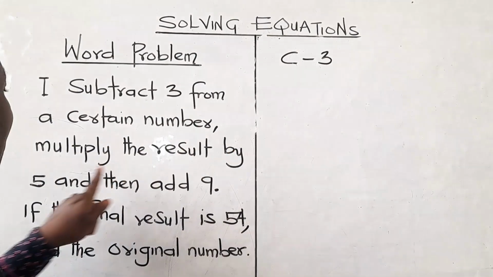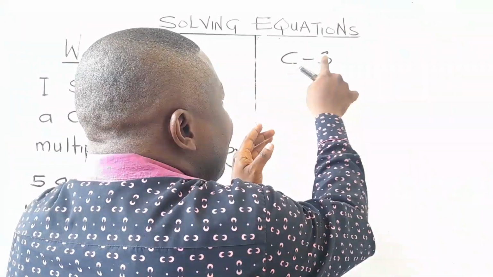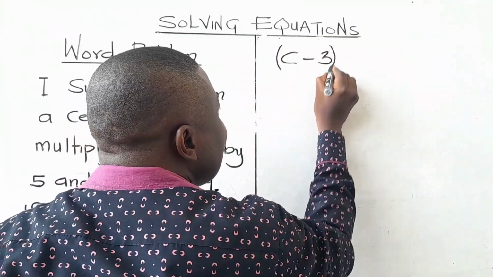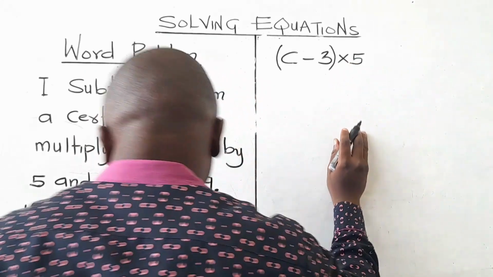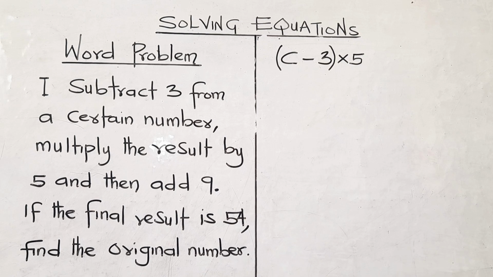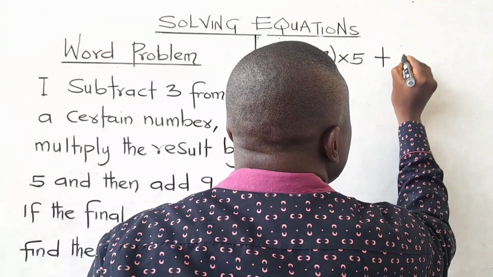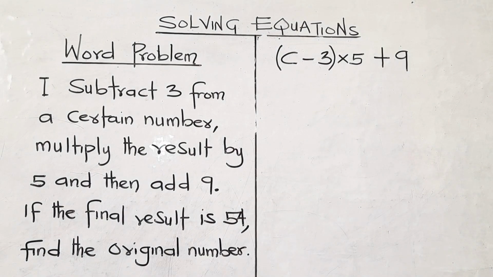Multiply the results by 5. We are to multiply what we have by 5. C minus 3 will multiply by 5. If we are to multiply by 5, meaning that after this must have happened, we now multiply by 5. Let's say times 5. And he said, then add 9. After that must have happened, that's why I put it in the bracket. Then I now multiply by 5, according to the question, and I add 9.